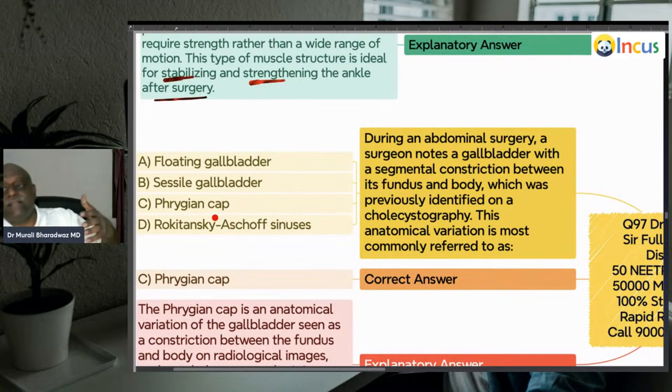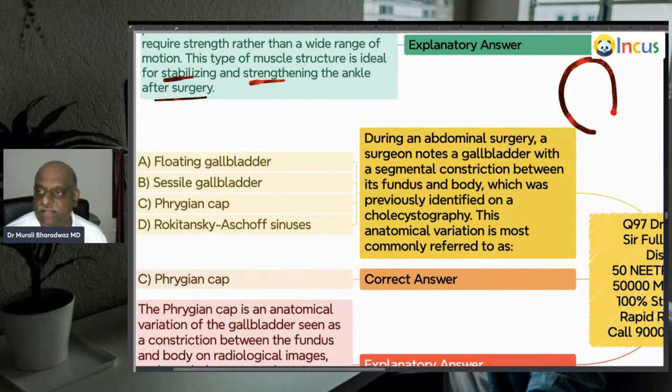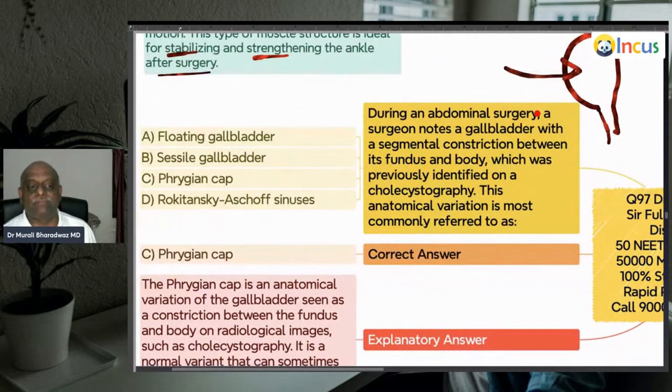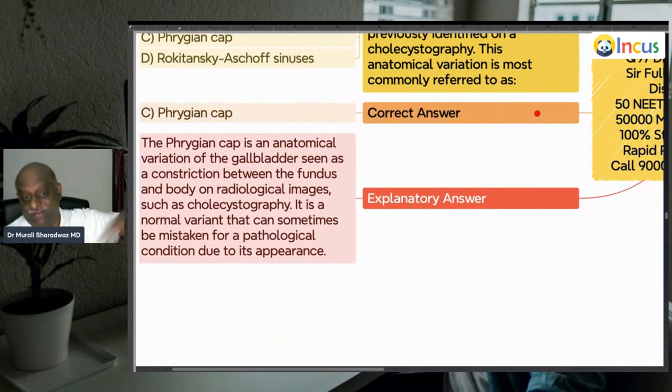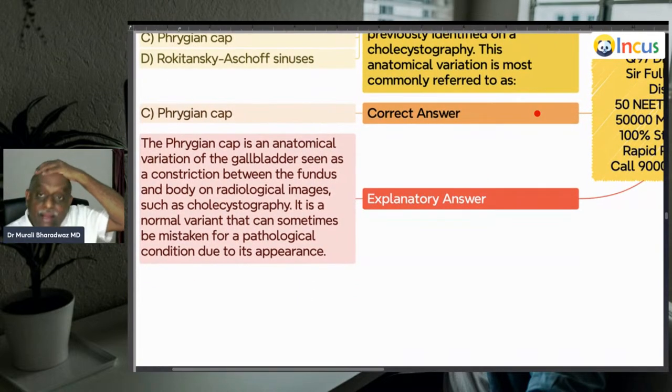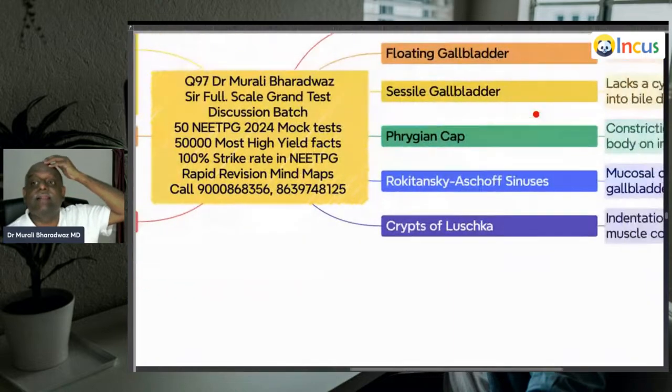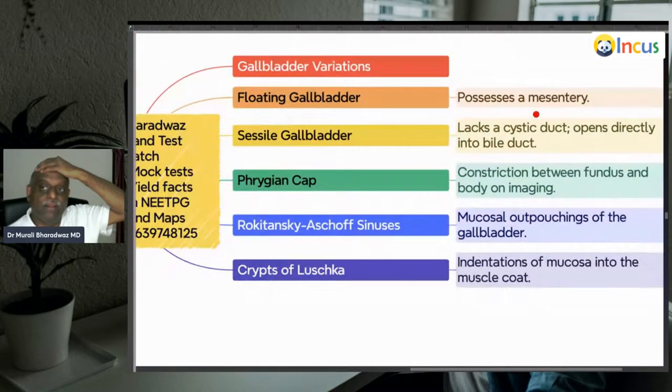During abdominal surgery, the surgeon notes a gallbladder with a segmental constriction between the fundus and the body. And what is that called? Phrygian cap. It is an anatomical variation of the gallbladder where there is a constriction between the fundus and the body on the radiological images, where you can find it in cholecystography. And it can be mistaken for pathological things. That is what you need to remember.